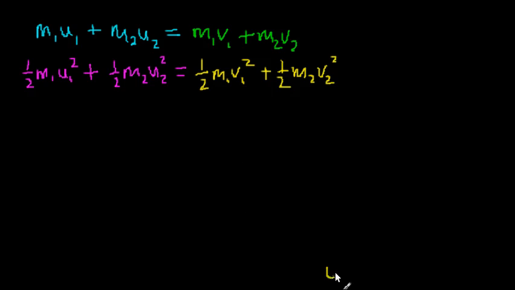Now from this I want to show that these two can be rearranged to get this equation, which says that the speed of approach is equal to the speed of separation, v2 minus v1, where they are in opposite directions. So how can we get from there to that? Here goes.